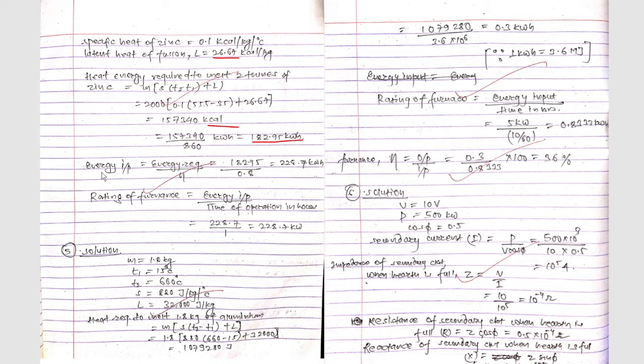Now the energy input will be energy required upon efficiency. So energy required is 182.95 upon efficiency, 80% is given in the equation. So you'll get here 228.7 kilowatt hours. Now the rating of furnace, and here we have the formula, means energy input upon time of operation in hours. Energy input is this value, upon time of operation in hours, and time of operation is given as 1 hour. So we will get here 228.7 kilowatt.